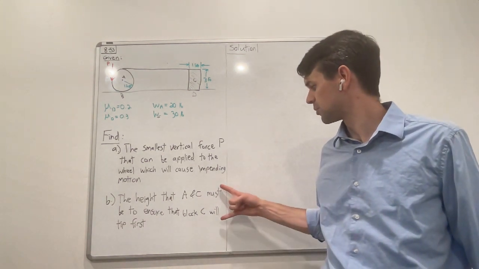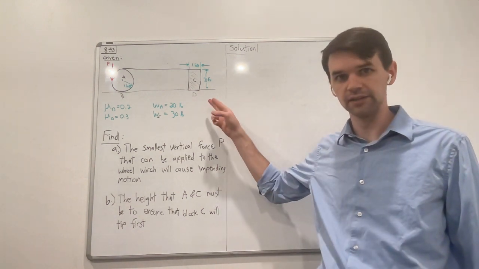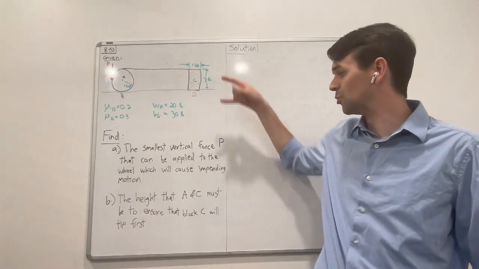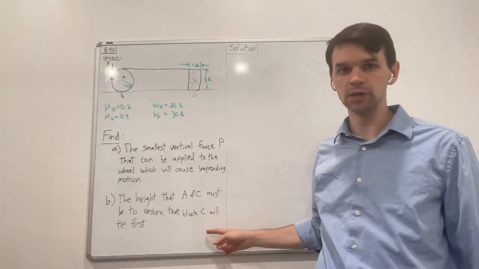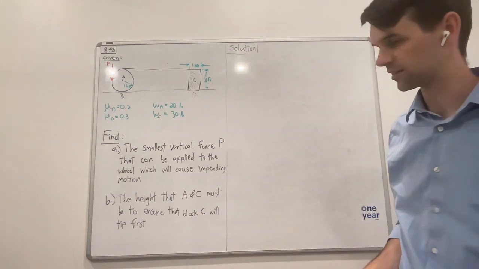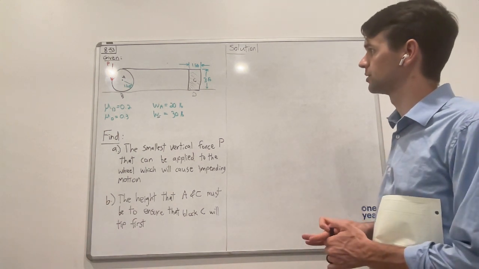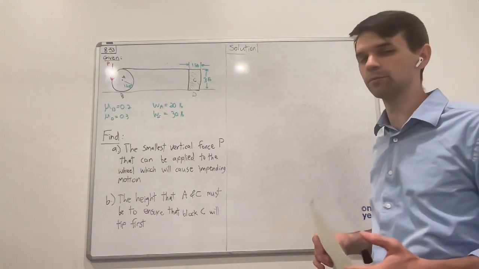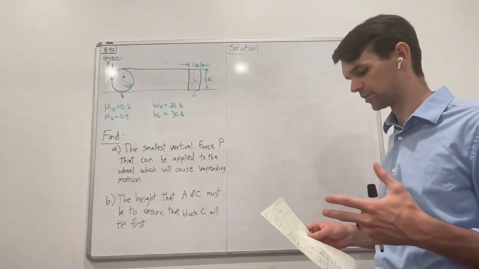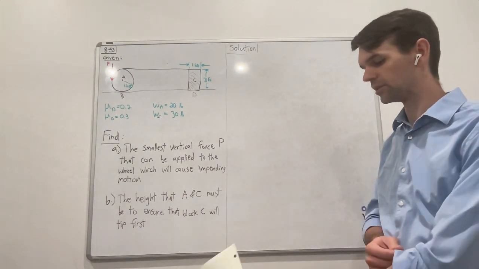And then in the second part of this problem, something that I added is: assuming that tipping is not the first mode of impending motion, how much taller should the block and disc be to ensure that tipping happens first? So hopefully that makes some sense. This is a little bit tricky, but if we just follow our same basic fundamentals of drawing good free body diagrams and using our basic equations of static equilibrium, then we should be golden.